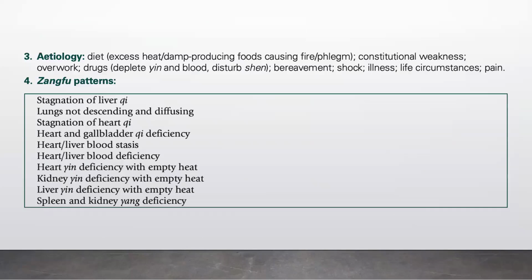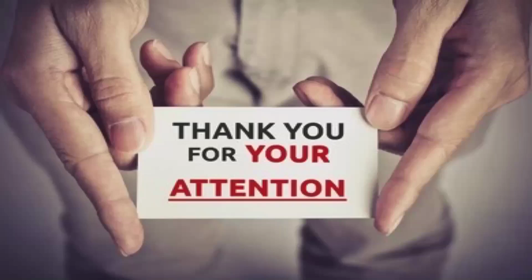Now let's go to Zang Fu patterns. Here we have stagnation of liver qi, lungs not descending and diffusing, stagnation of heart qi, heart and gallbladder qi deficiency, heart liver blood stasis, heart liver blood deficiency, heart yin deficiency with empty heat, kidney yin deficiency with empty heat, liver yin deficiency with empty heat, and spleen and kidney yang deficiency.